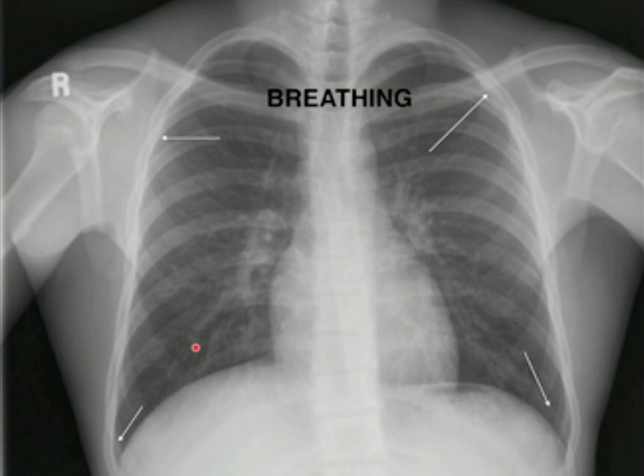Whenever you have done the breathing, you have to have a look also at the diaphragm, and the diaphragm should not be visible here. If the diaphragm is visible and you can see the border of the diaphragm in the middle or the center of the chest x-ray, then this is a sign that this patient is having pneumothorax. So not seeing the diaphragm here is good.